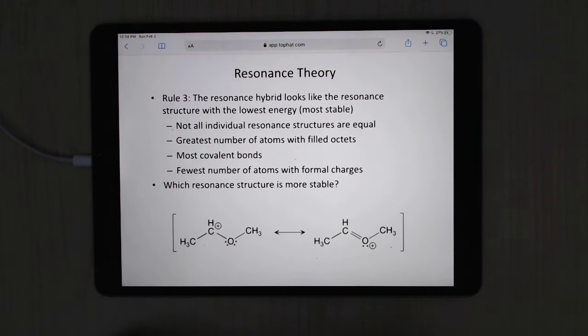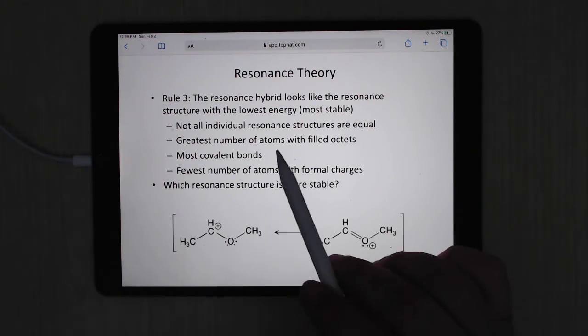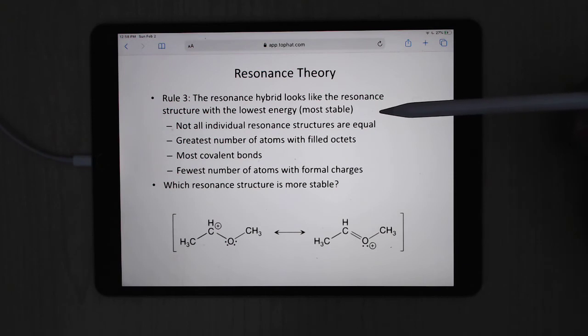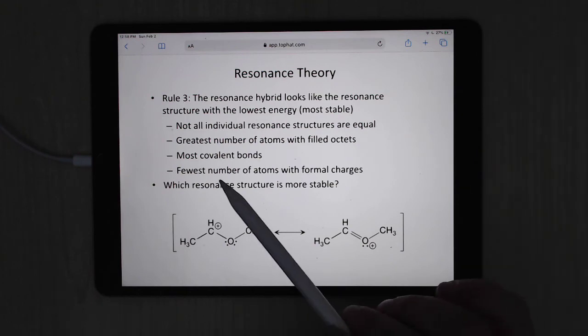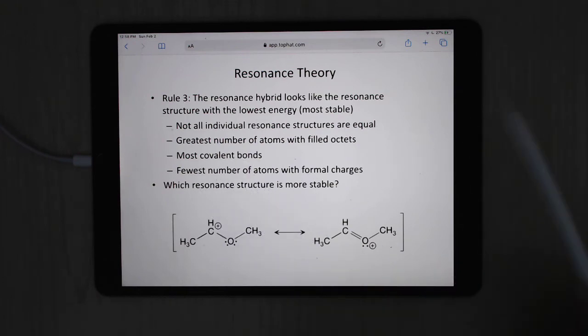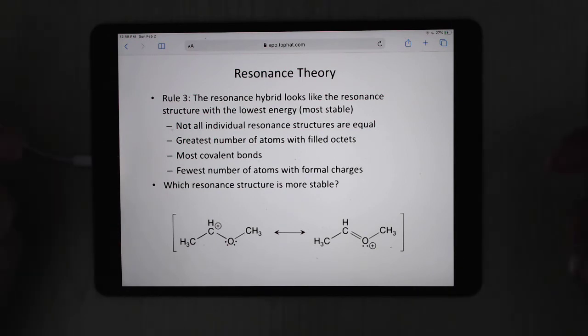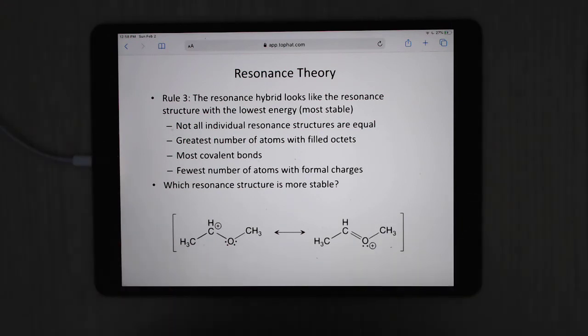Okay, and so it looks like all the different resonance structures are not equally important. Some are more stable than others. The more stable one is going to have the greatest number of atoms with their full octet, the most covalent bonds, and the fewest number of atoms with formal charges. Particularly if you have a plus and minus, you don't want them far away from each other, right? You want them together. And so charge separation is also an issue.